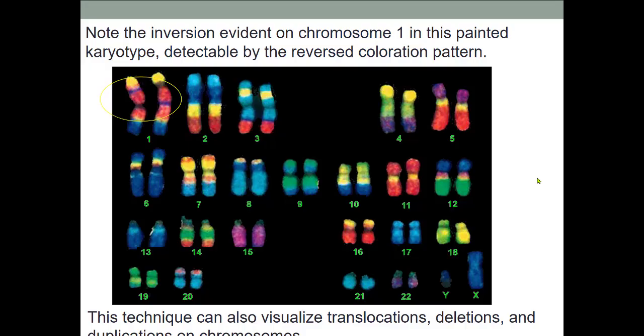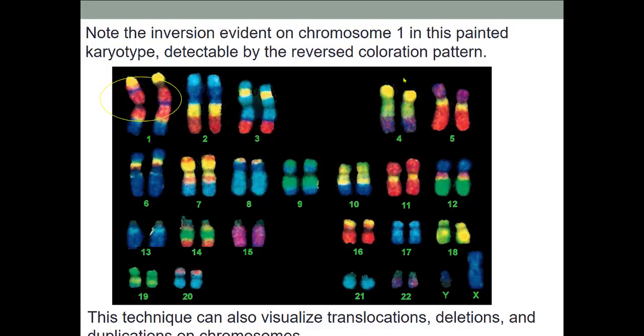This is a human karyotype. So we can see the 23 pairs of chromosomes. This happens to be a human male. Down here we have an X and a Y. And what you can tell on this one is that most of the chromosomes have patterns that match pretty well.